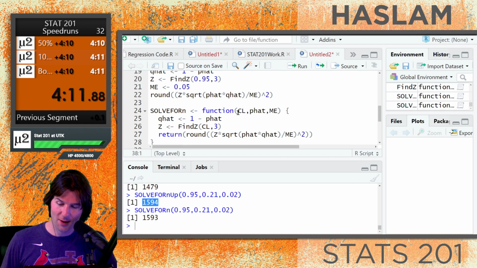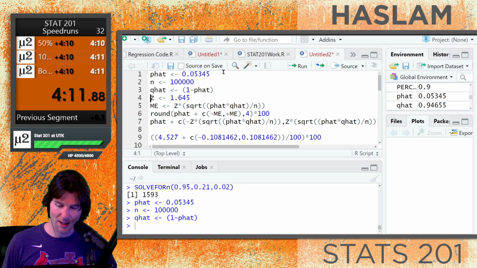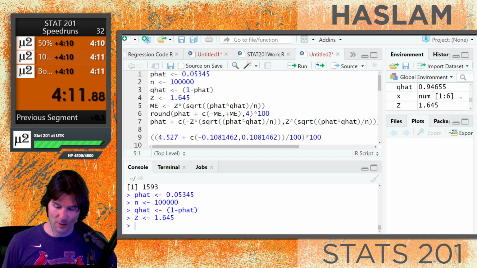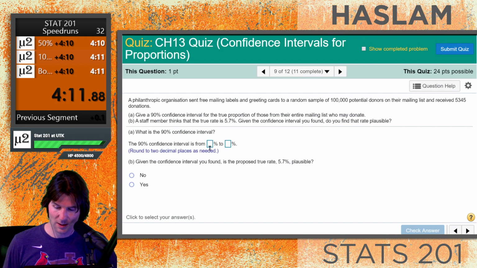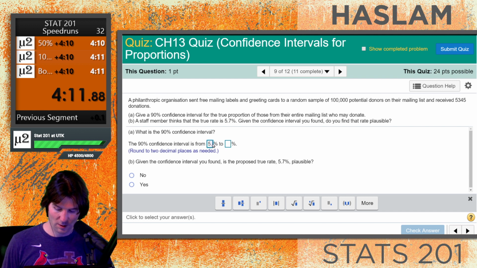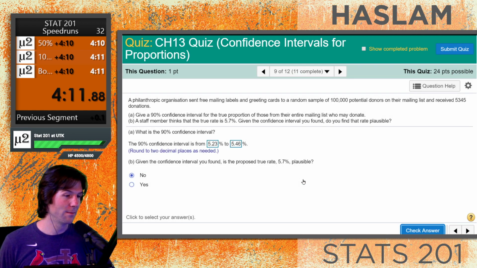Can I go over to R and just go over to here where I did this and put in 5, 3, 4, 5 for P hat, solve for Q hat. What's my Z-score? My Z-score is 90%, which I already got. And then there's the interval 5.23 to 5.46. And that's not plausible. It's outside the interval. There we go.